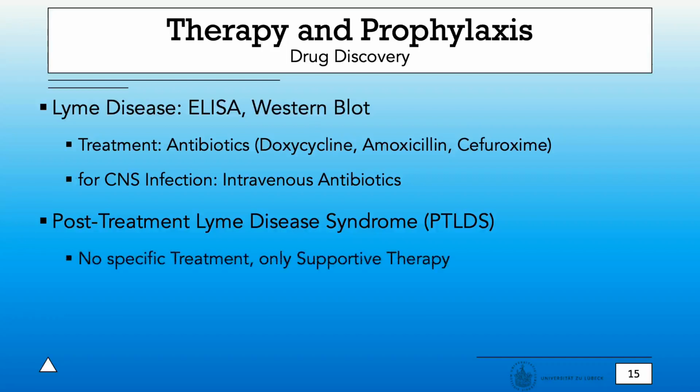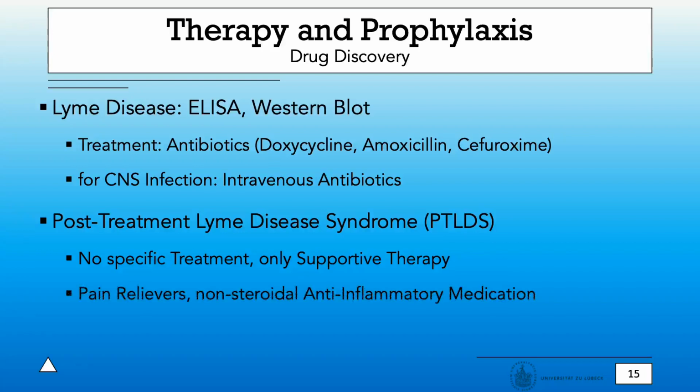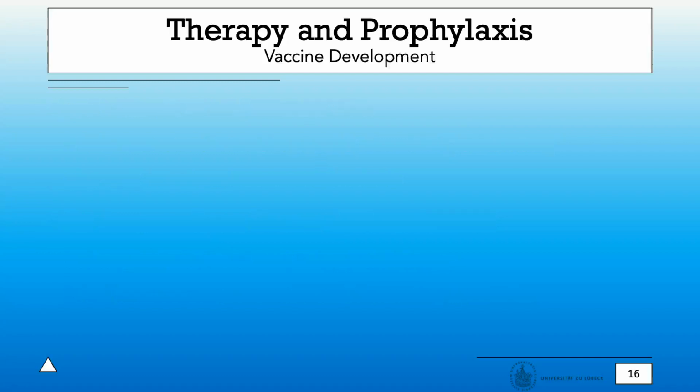There's no specific treatment, only therapy against the symptoms, such as pain relievers against joint pain and anti-inflammatory medication against the swelling. The best hope is to treat the primary infection as soon as possible, or avoid risk areas in the first place. And since prevention is preferable to therapy, we'll now explore the current vaccination options against Borrelia burgdorferi.